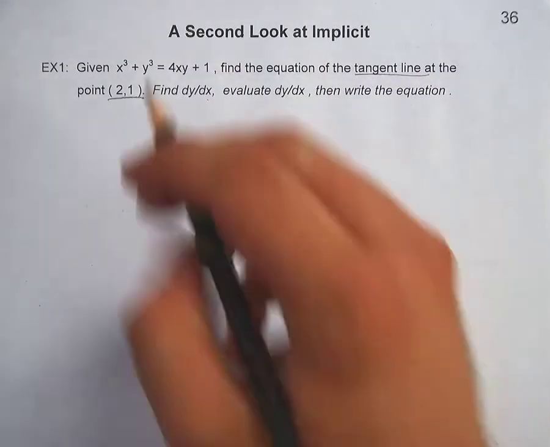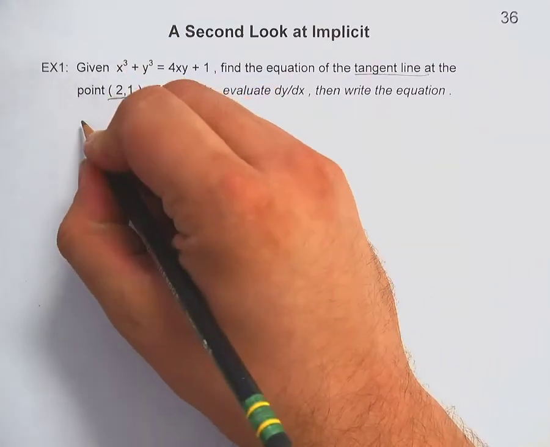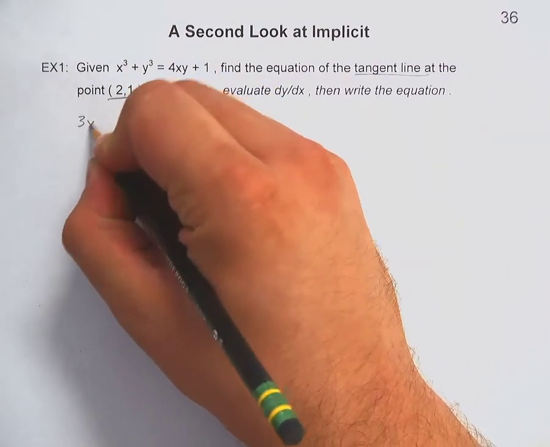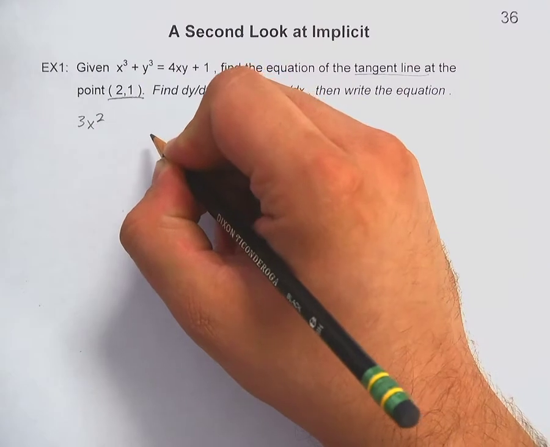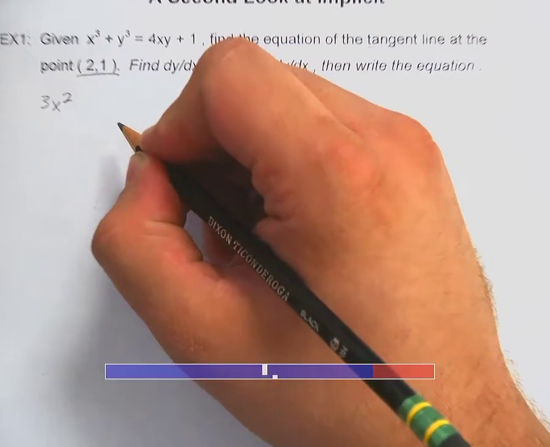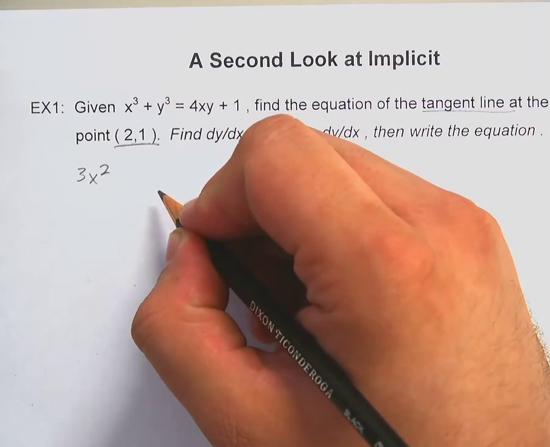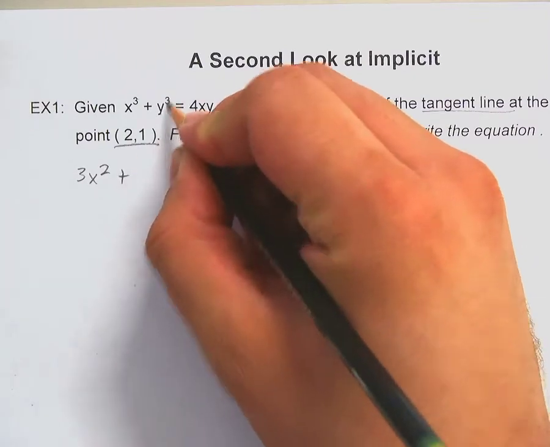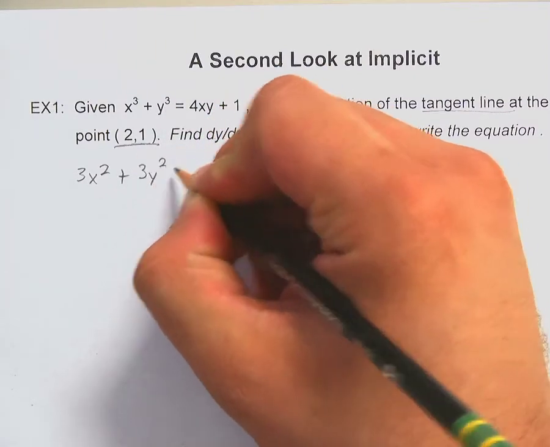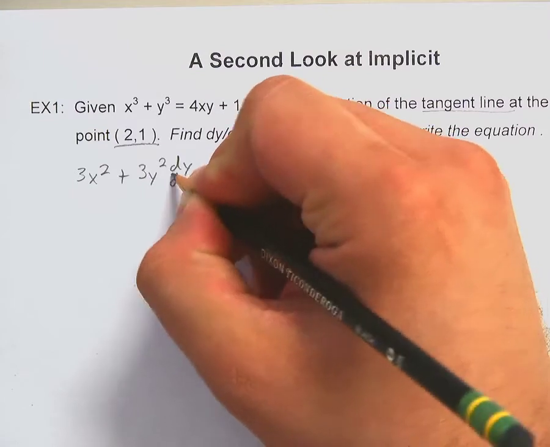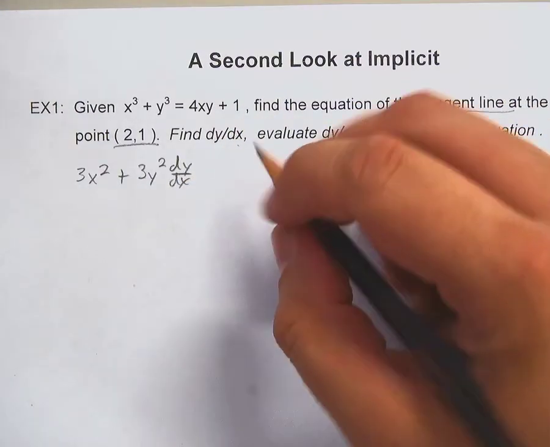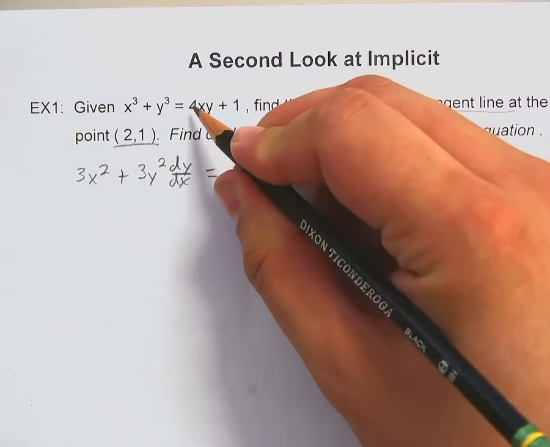First, let's find the derivative. So the derivative of x cubed is going to be 3x squared, plus the derivative of y cubed, which is 3y squared dy/dx, and that is going to be equal to the derivative of 4xy.